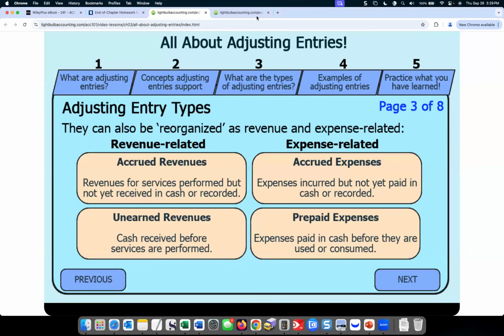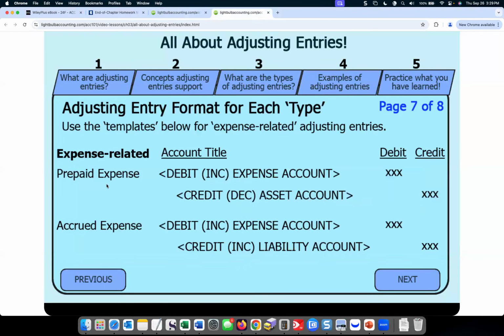let's go in here and go to the prepaid expense template, which is right up here. We have to debit an expense account. All right. And then we have to credit an asset account. So if I'm looking for something expense and it was supplies that were used up, what would be my account title? Supplies expense. I like that. That's right. And if I'm going to credit or decrease an asset, which asset makes sense that we would need to decrease? Supplies.